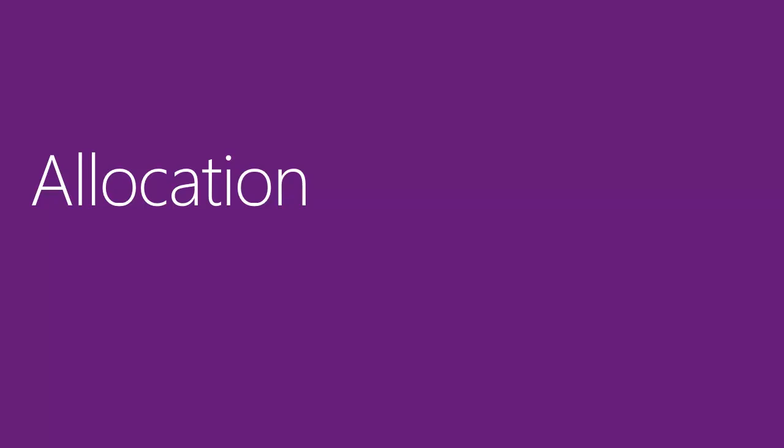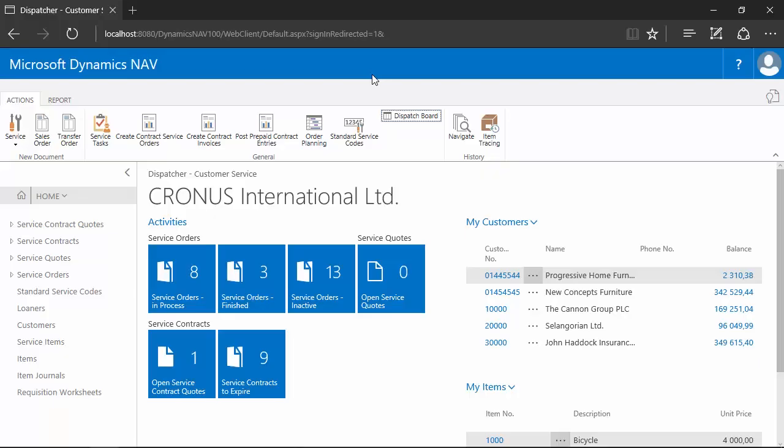Now, once you have configured your technicians as resources and added capacity, skills and service zones, how do you allocate or plan them on service orders? You can allocate resources for your service orders from the dispatch board. Now, where can I find the dispatch board?